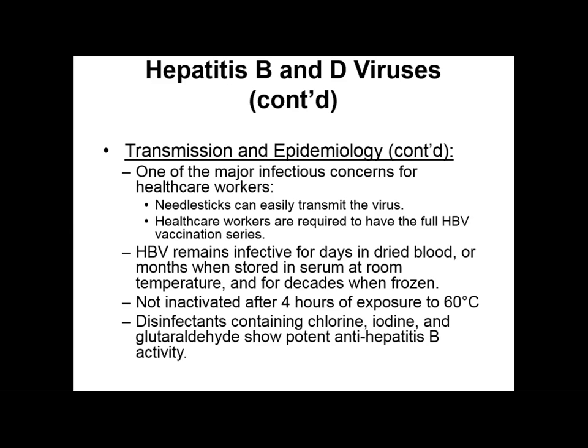Hepatitis B virion remains infective for days within dried blood, or months when stored in serum at room temperature, or for decades when frozen. This is a very robust virus that's very difficult to deactivate. It's not going to be inactivated until it's had 4 hours of exposure at 60 degrees Celsius. So you need to pasteurize this virus for 4 hours to deactivate it. Disinfectant agents such as chlorine, iodine, and glutaraldehyde are also able to deactivate the hepatitis B virus quite readily.